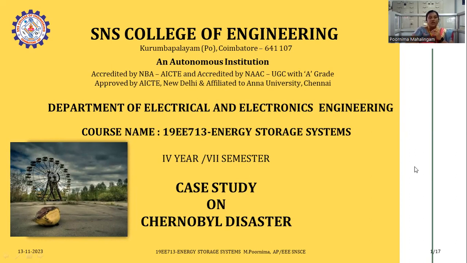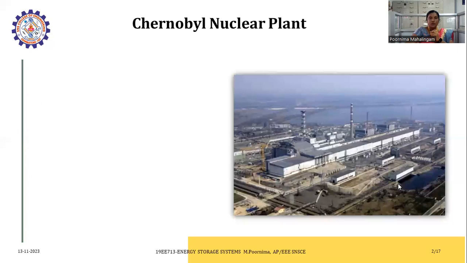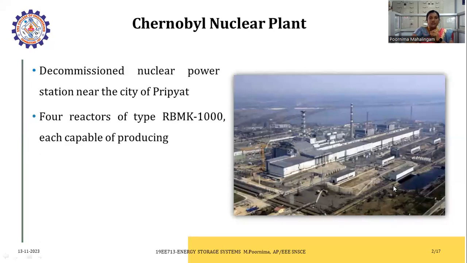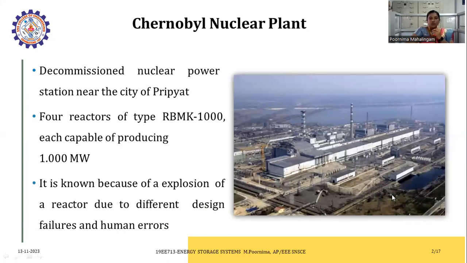Hi everyone. Today we are going to discuss a case on the Chernobyl disaster. Before going to this case, we can see where the Chernobyl nuclear power plant is located. This is the decommissioned nuclear power plant station near the city of Pripyat, and it has four reactors of type RBMK 1000, each capable of producing 1000 megawatts. It is also known because of the explosion of a reactor due to different design failures and human errors.